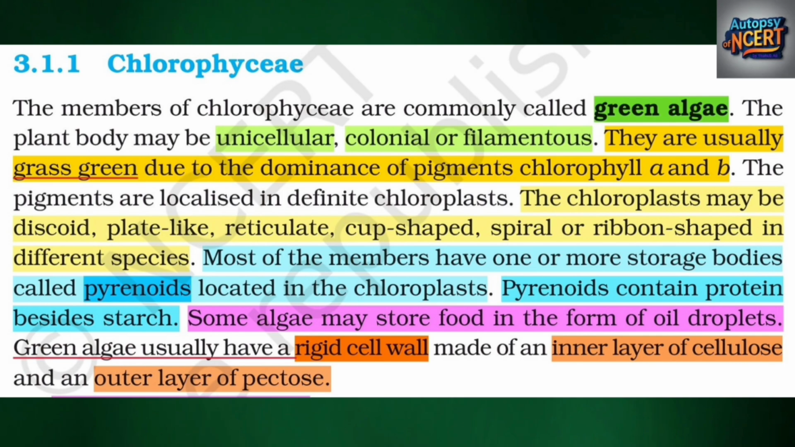Most of the members have one or more storage bodies called pyrenoids located in the chloroplasts. Pyrenoids contain protein besides starch. Some algae may store food in the form of oil droplets. Green algae usually have a rigid cell wall made of an inner layer of cellulose and an outer layer of pectose.